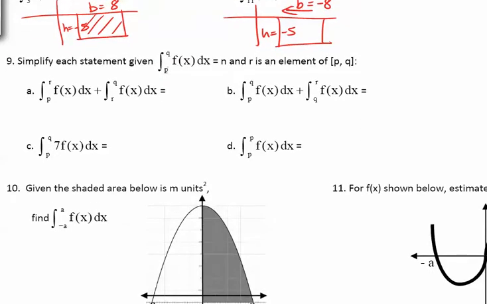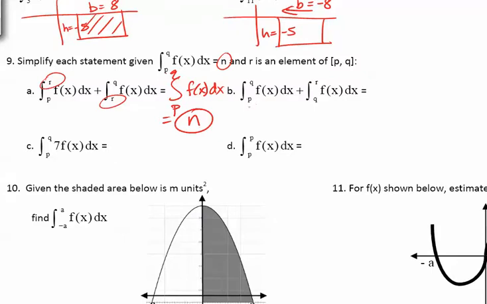In number 9, we know the integral from p to q is given to be n. So look at a. We go from p to r plus the integral from r to q. So since we pick up where we left off, this is going to give us the integral from p to q. And that's our given value. So our answer would be n.